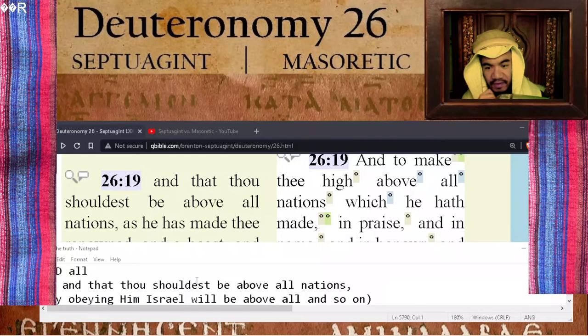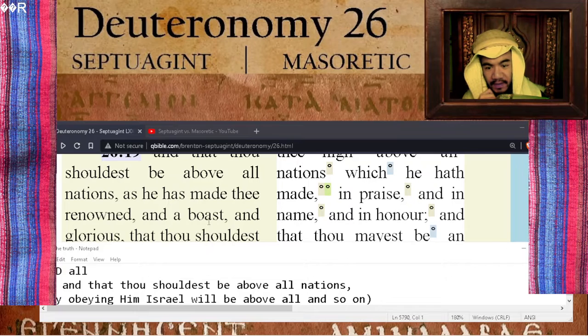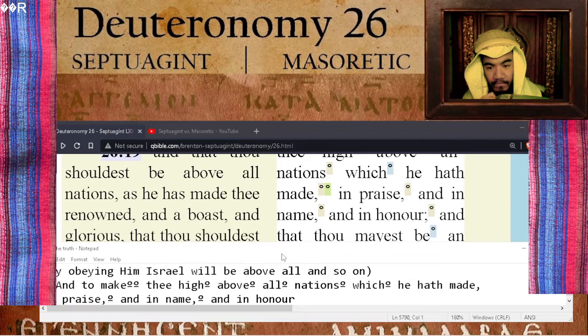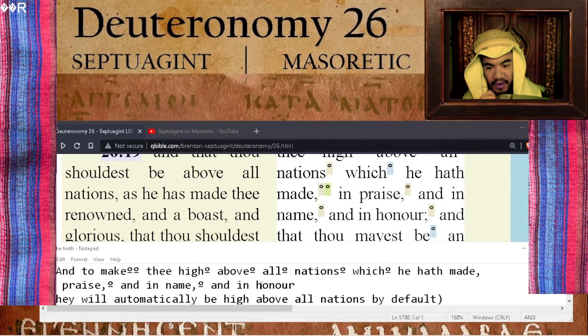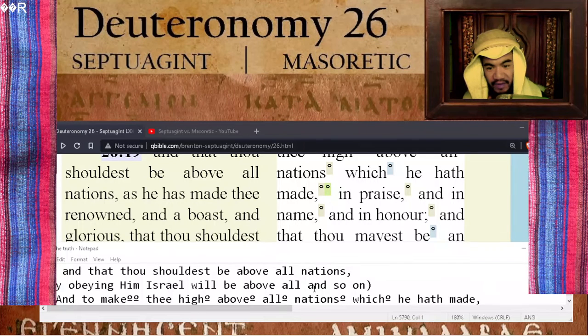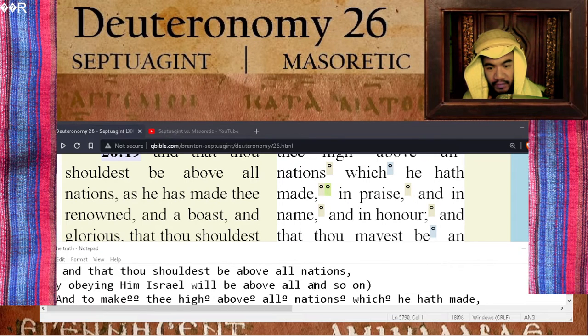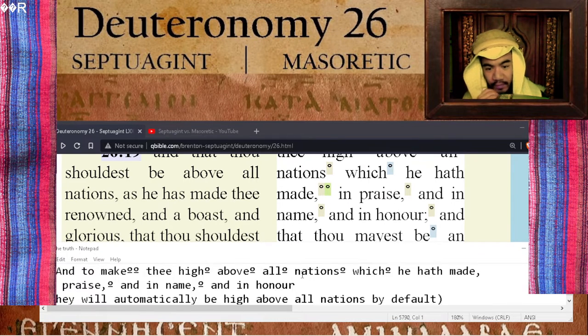Verse 19, and that you should be above all nations. So by obeying him, Israel will be above all nations, and so on. Versus, and to make you high above all nations which he has made, in praise and in name and in honor. So they will automatically be high above all nations by default. Whereas no, it's not the case here. They have to obey him in order to be above them.